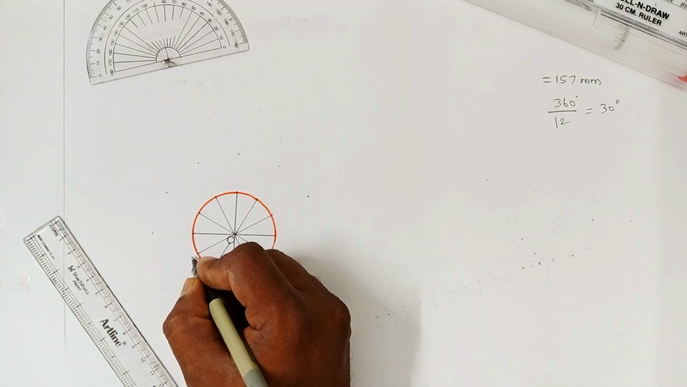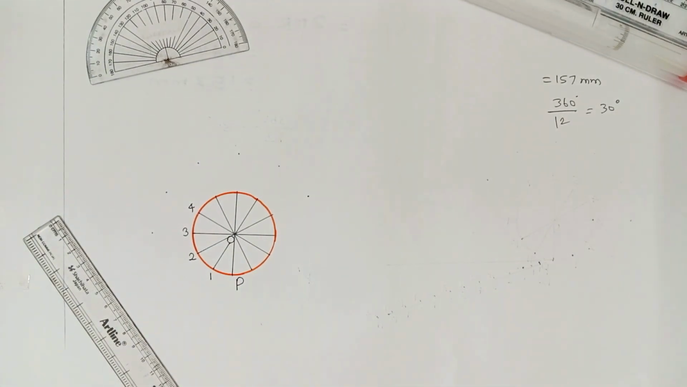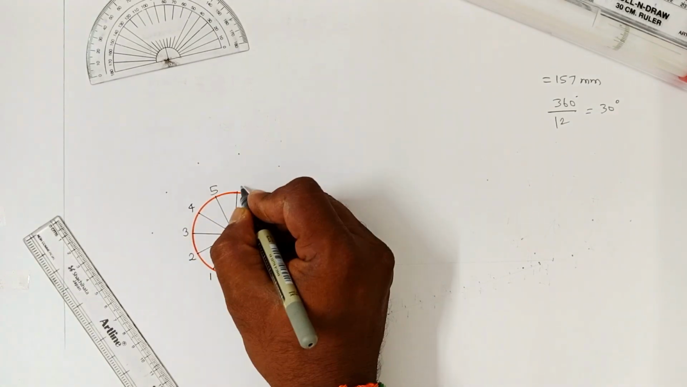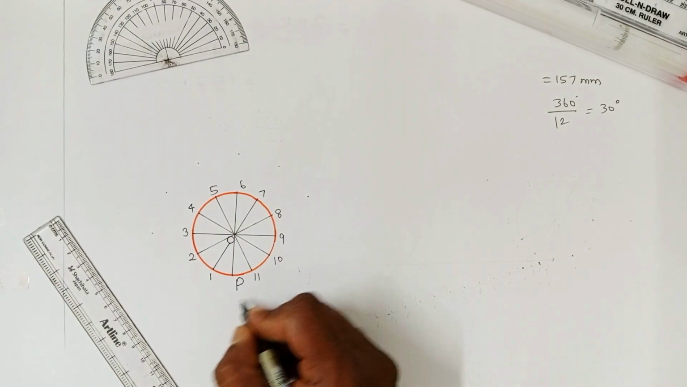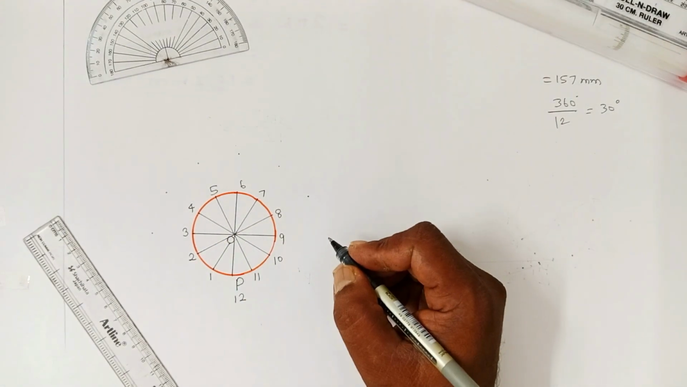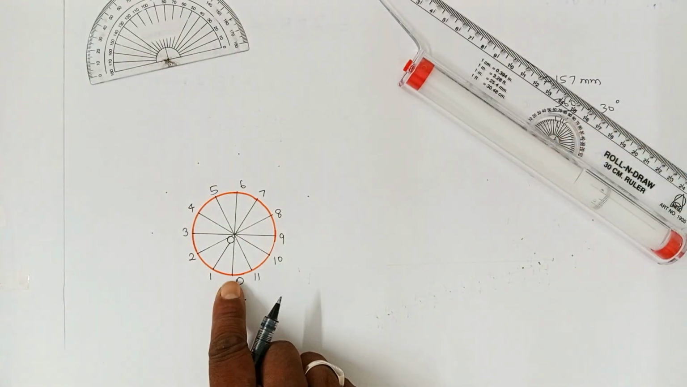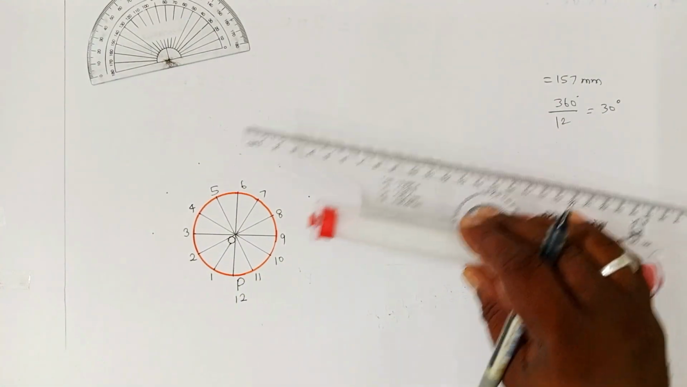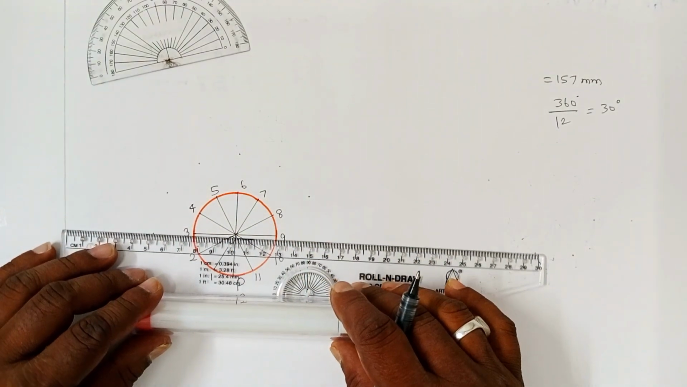This will be 1, 2, 3, 4, 5, 6, 7, 8, 9, 10, 11, and the P point will be the 12th point, as the circle is equally divided into 12 equal parts. Now I am going to draw a line passing through point P, a horizontal line, equal to the circumference of the circle. For that, you align your scale and keep it on the horizontal line.